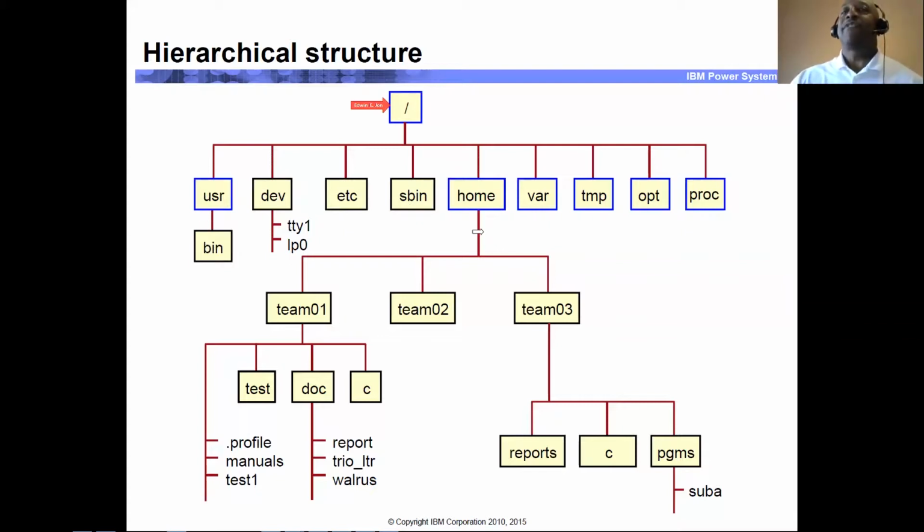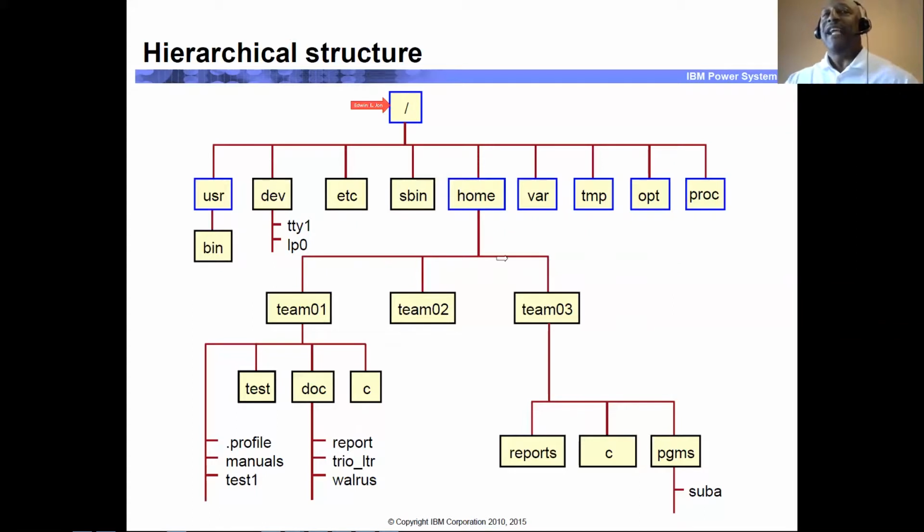And of course, we have the home file system, which will normally contain our user associated files, like in this case /home/team01, /home/team02, /home/team03. All of us have team numbers, team01, 2, 3, and so on. But all those are linked back to the /home directory.